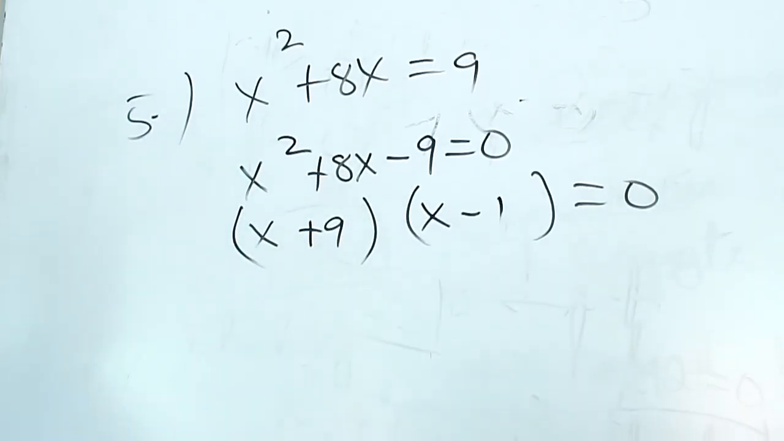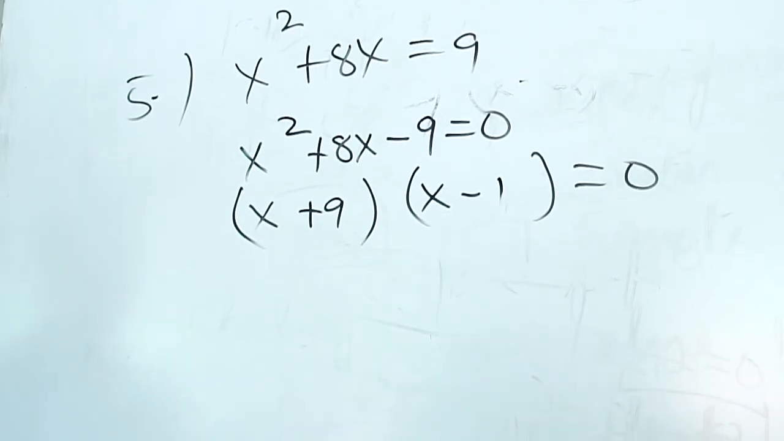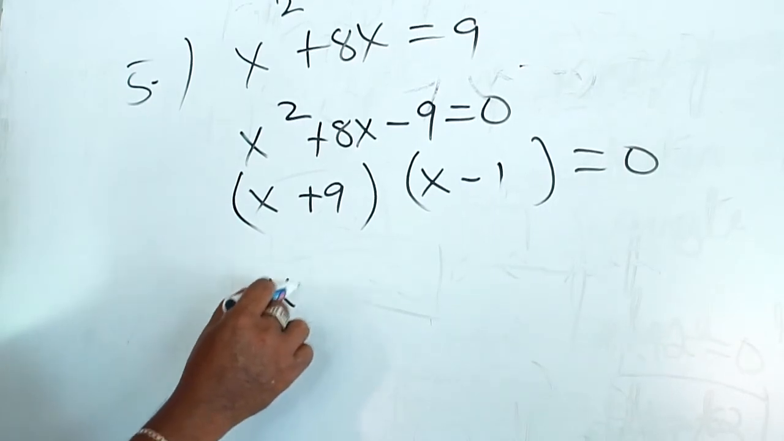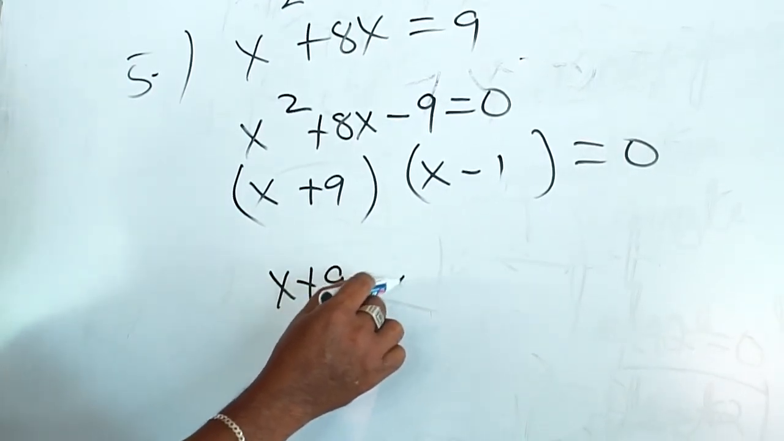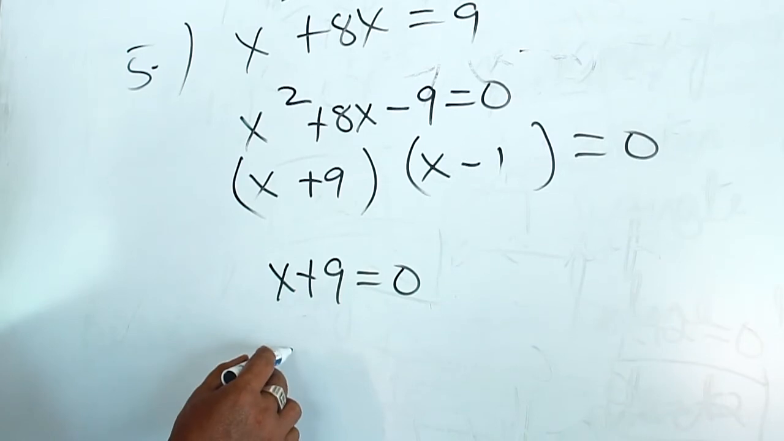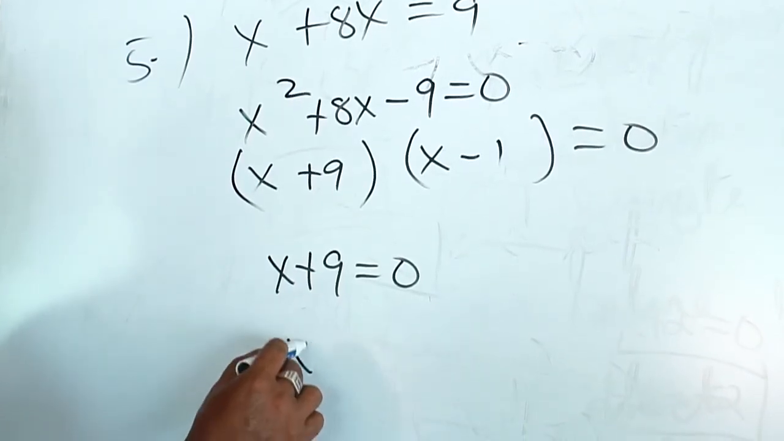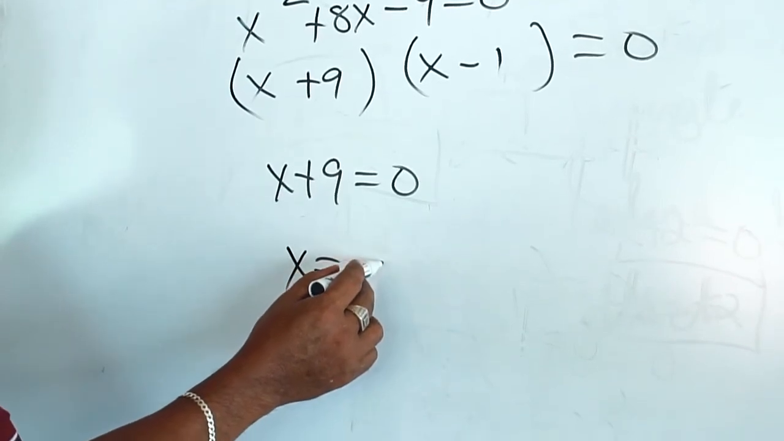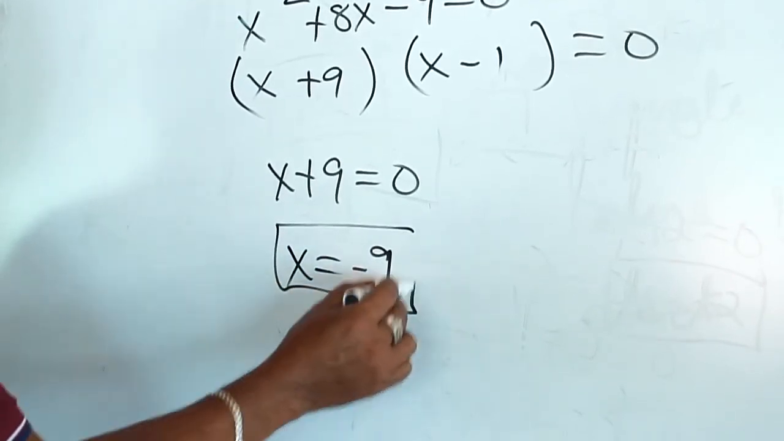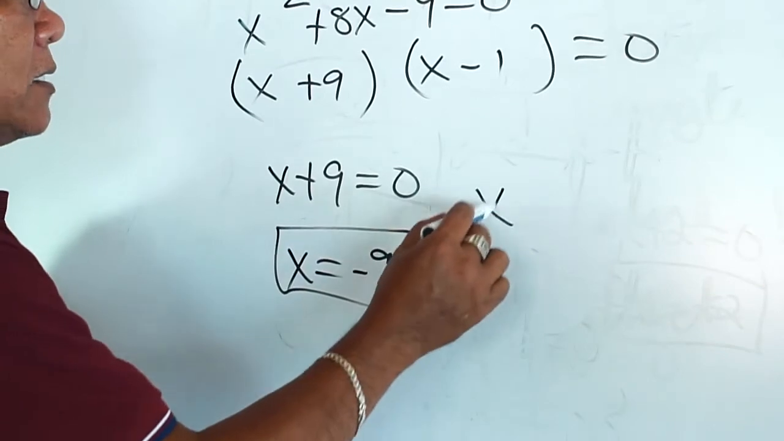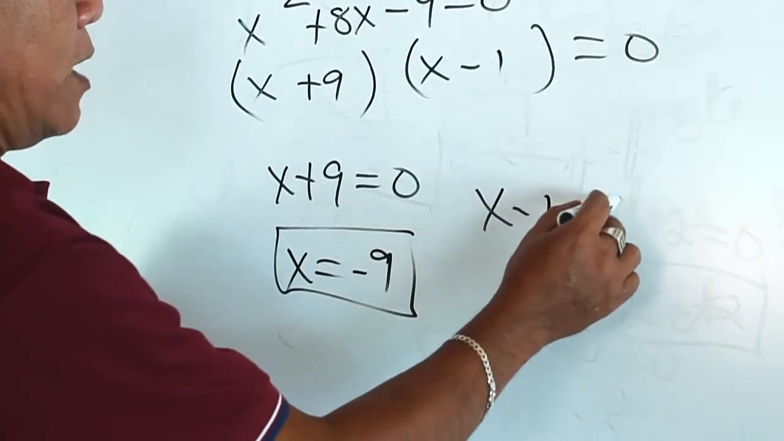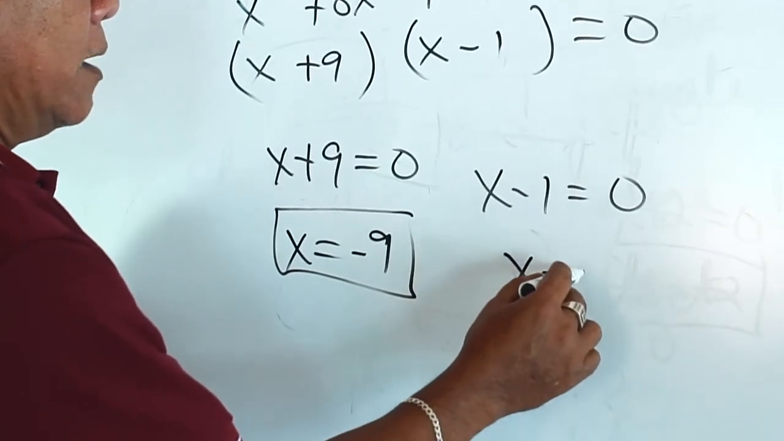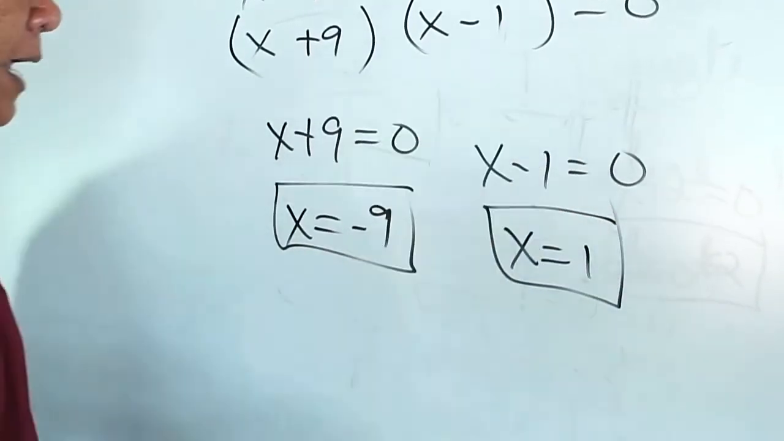Then equate the resulting factors to 0. So we have x positive 9 equals 0. The first root is x equal to negative 9. Next, we have x negative 1 is equal to 0. The second root is x equal to positive 1. Then checking.